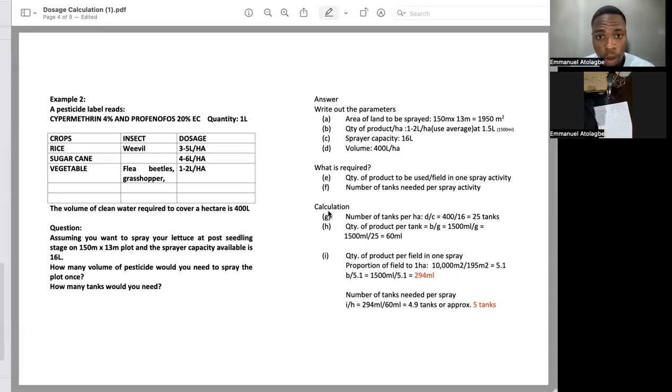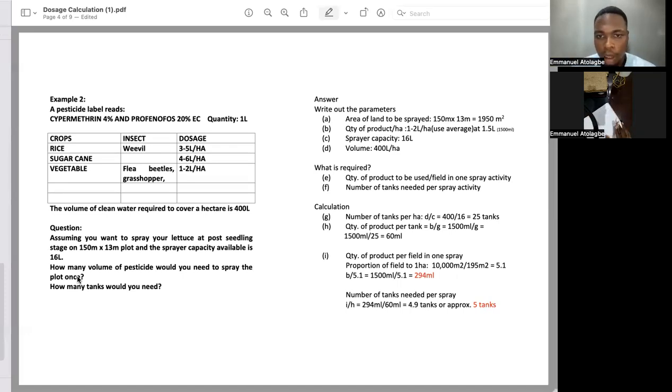Now, question 1. How much volume of pesticide would you need to spray the plot once? That is, how many knapsacks would you need to deploy to the field once? What is the square meter of the field? 1,950. What recommendation is given here? 10,000 square meters for a hectare. So whatever you are getting, you get it per hectare first, then you divide it.